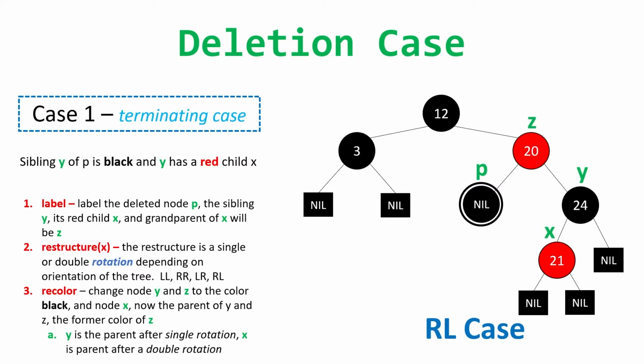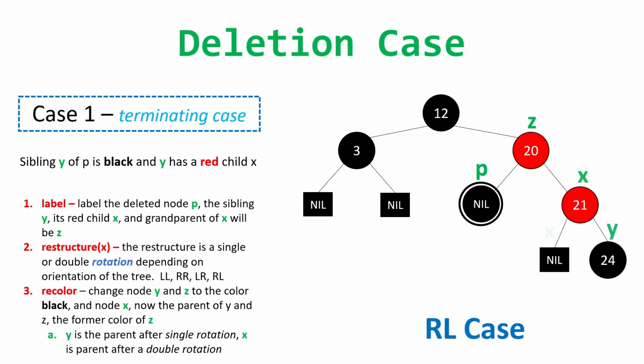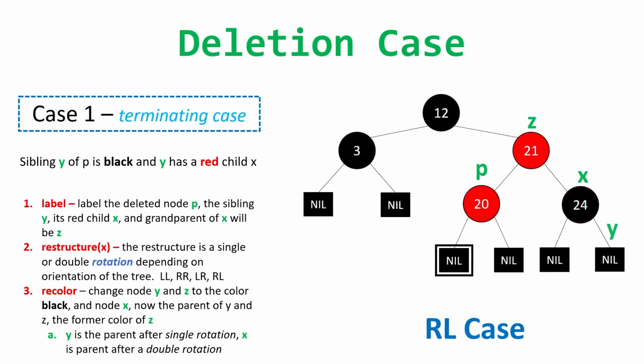Okay, we restructure around X. This is the RL case. This is a right-left case. This is double rotation. We're going to do a single right rotation, and then a single left rotation. Then we do some recoloring. We change node Y and Z to the color black, and then node X, the former color of Z, which is red. We change the color just like this, and we can get rid of the promoted node's double black problem. Now it's just a single black node like it was before, and we're done.